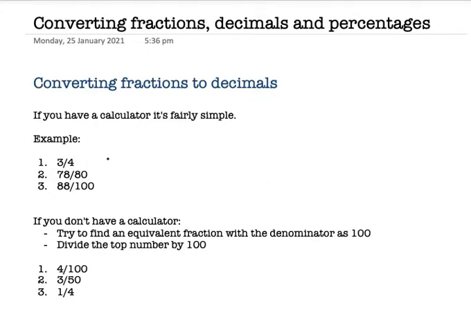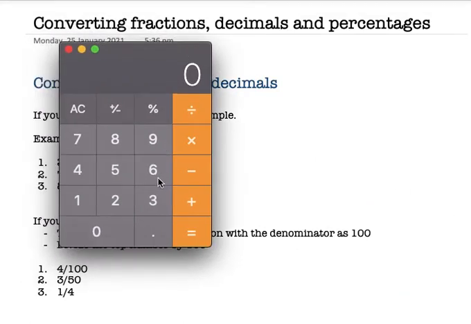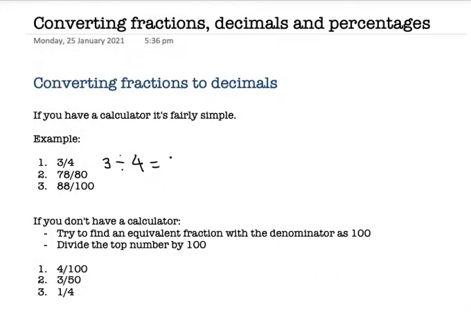It's the top number being divided by the bottom number. So we do 3 divided by 4, and I'll throw that in my calculator. You do 3 divided by 4 and it'll spit out your number to you as a decimal. So that's it, 0.75.